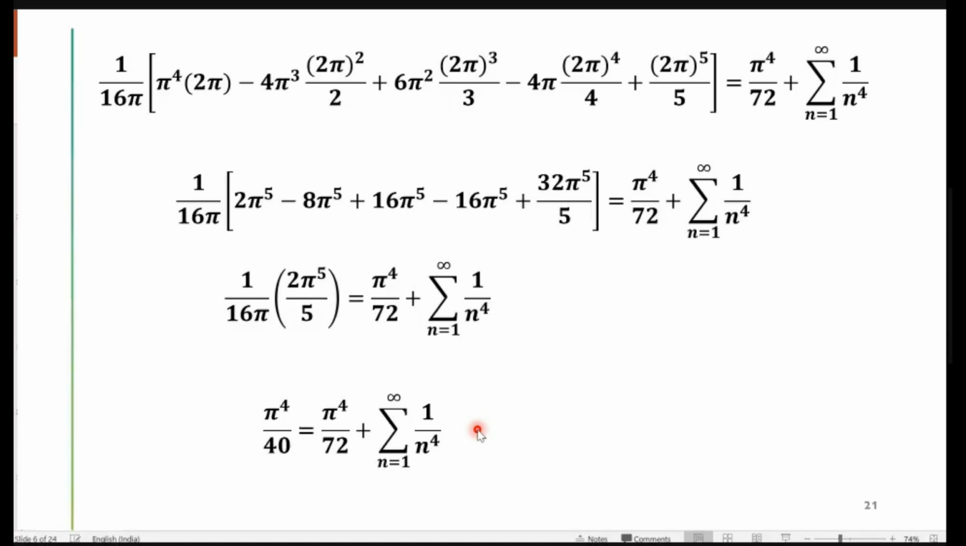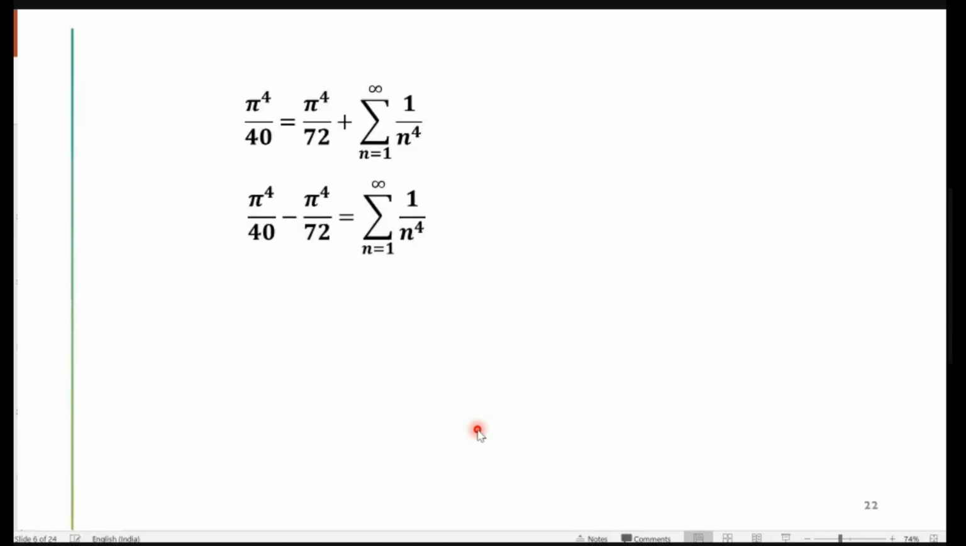Okay, so are we getting the answer? Pi raised to 4 upon, is it 90 the denominator? I doubt. What was the question? I think it was not 90. So we had to prove this result. Okay. We had to prove that, find the sum of the series.